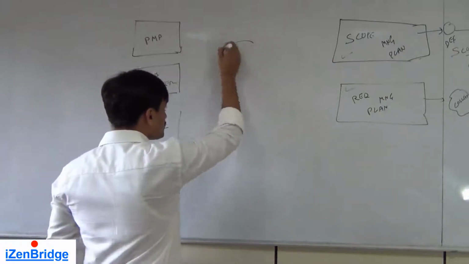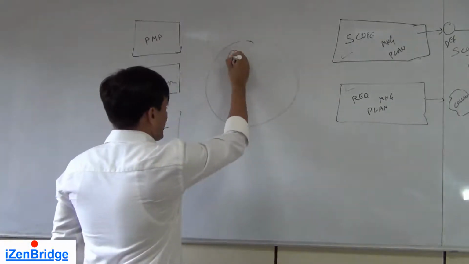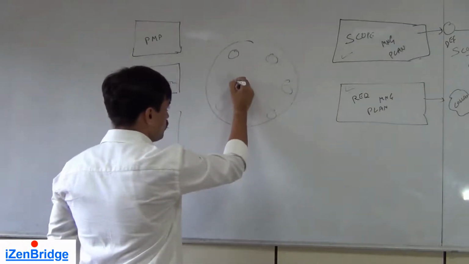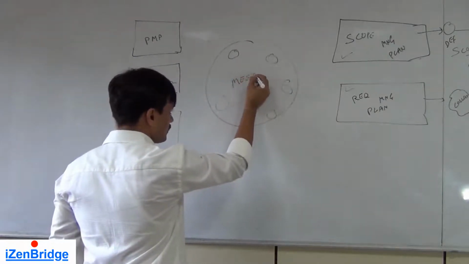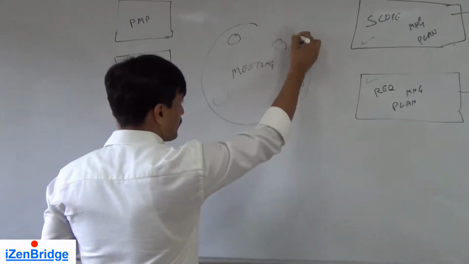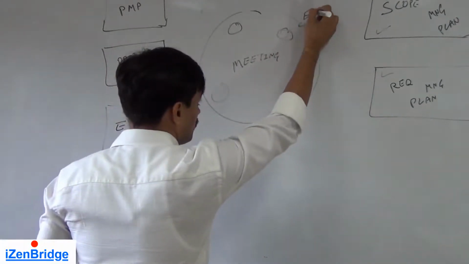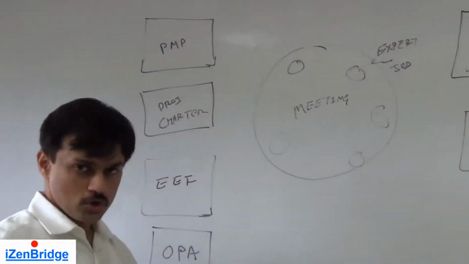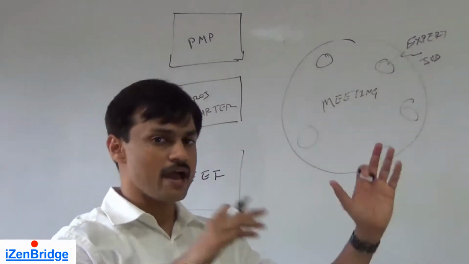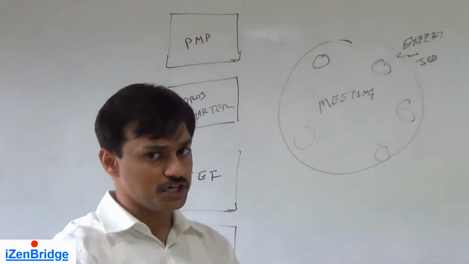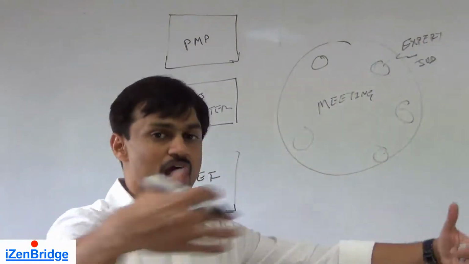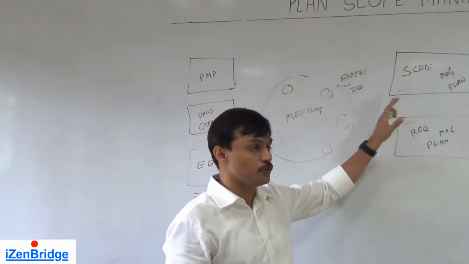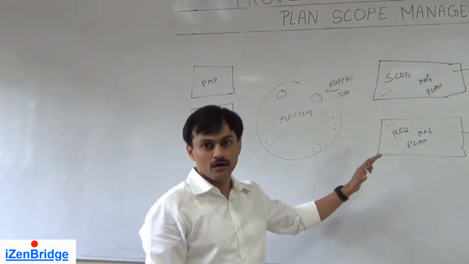Now, how do we do it? Simple. Experts come together with their thinking, they do a meeting and put their mind in it, which is called expert judgment. So, not many tools and techniques. We have project management plan, we have charter, we put our mind, we have a meeting, relevant stakeholders, and then we identify how are we going to manage scope and requirement.